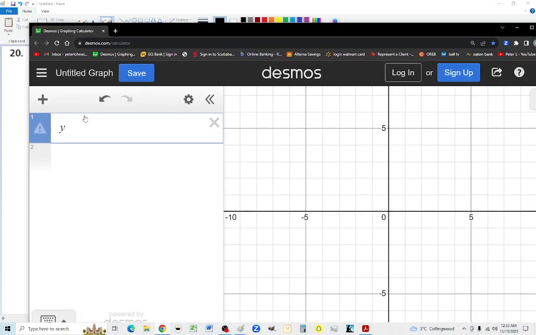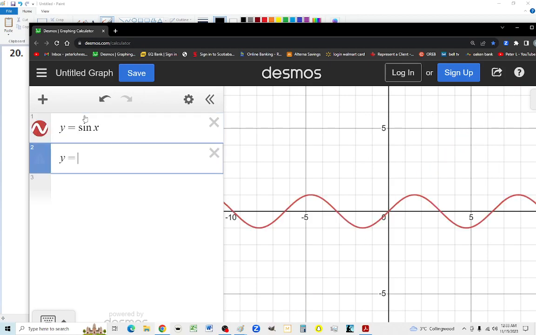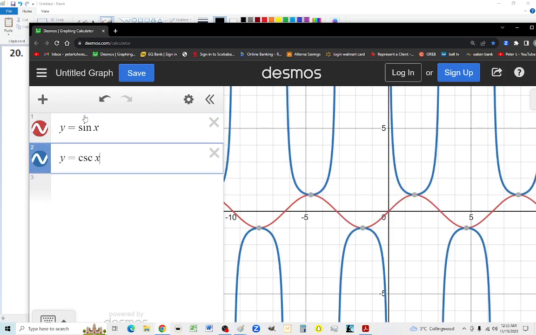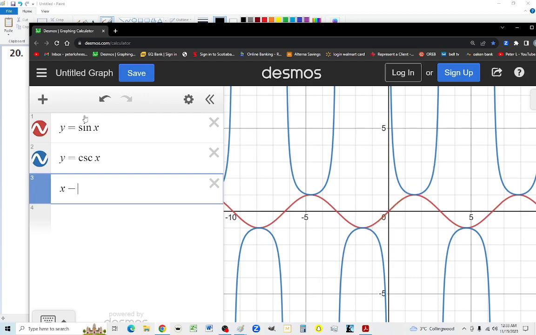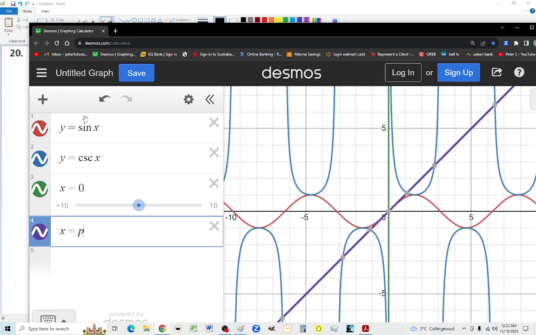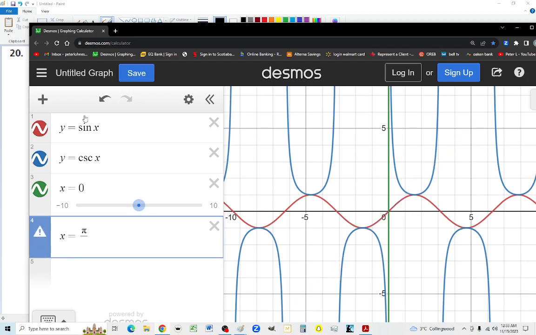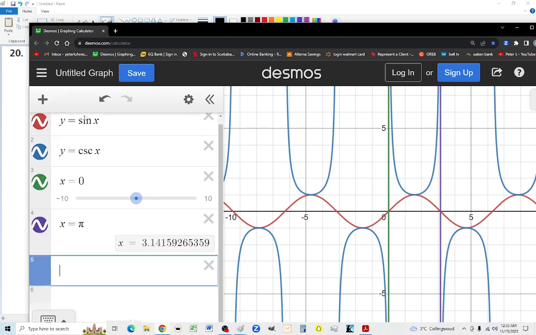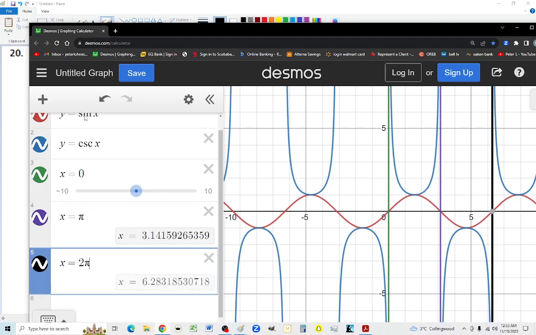You can either do it this way: 1 is equal to sine x, and 1 is equal to cosecant x. You'll see it touches at all the ones. Notice that the asymptotes are x is equal to 0, x is equal to pi over 2. Actually, x is equal to pi. Yeah, it's pi. And x is equal to 2 pi. And that's where your asymptotes will be.